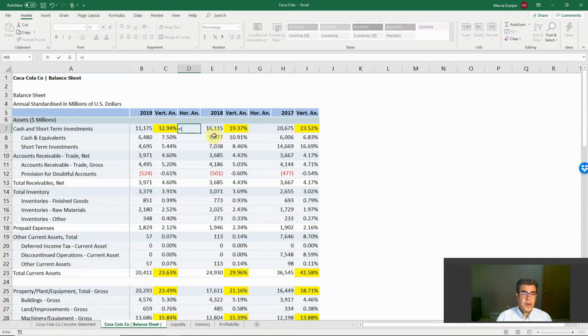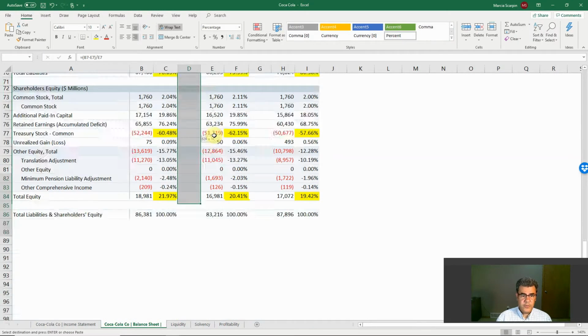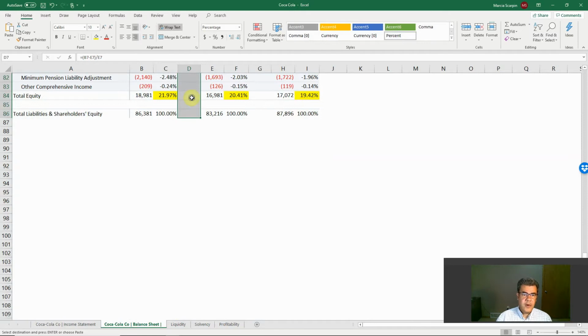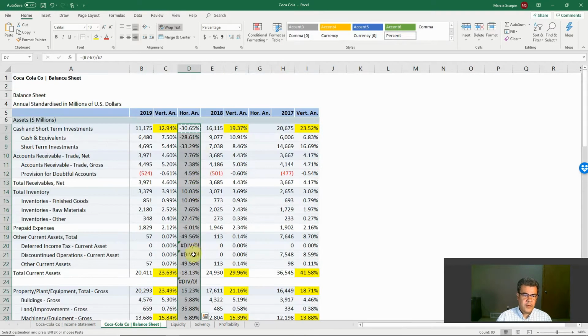Equal current year less prior year divided by prior year. So our cash is 30% below the previous year. And here, let's paste our formula here.